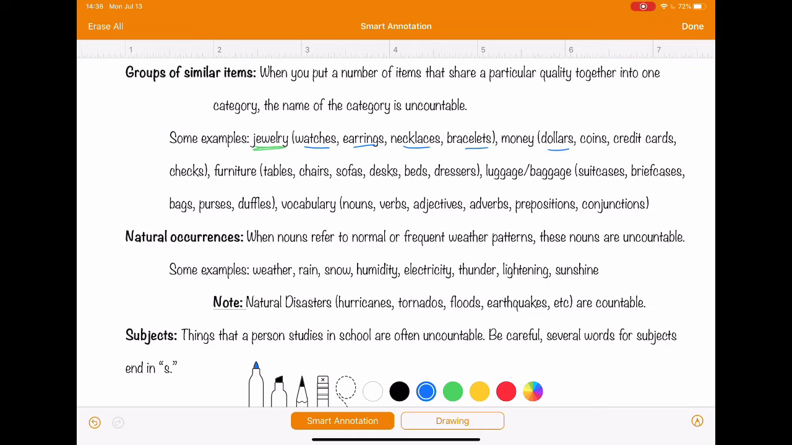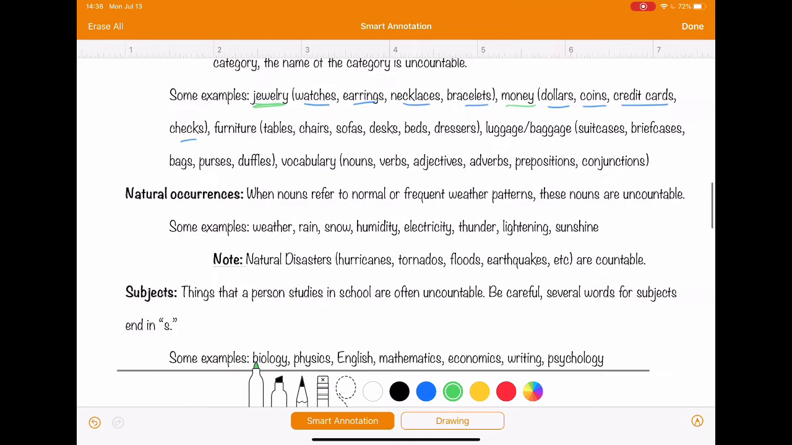This one can be a little confusing. I can count dollars, coins, credit cards, checks, right? Individual dollars. I can have $5 or I can have 3 coins, 2 credit cards. But when I put them all together in the category of money, the category money cannot be counted, right? That's a little unusual. Furniture, luggage, vocabulary, those are some other good examples of categories, groups of similar items that cannot be counted.